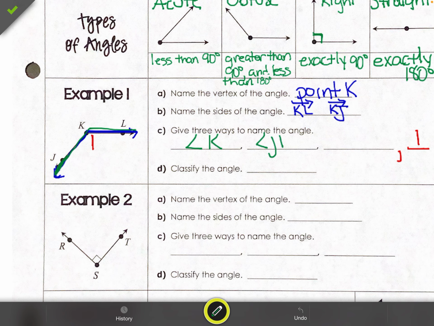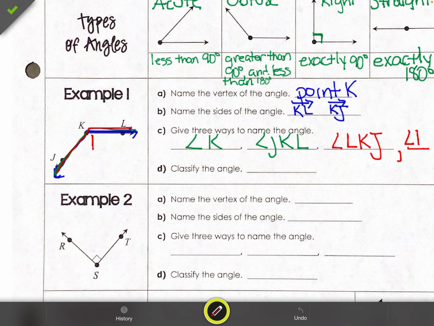Notice my vertex is the middle letter. It needs to be. Or you could actually go the other way, LKJ. Again, vertex is still the middle letter, and it needs to be. But those 4, and I probably should have put in an angle symbol here, sorry. Those are 4 ways to name the same angle.